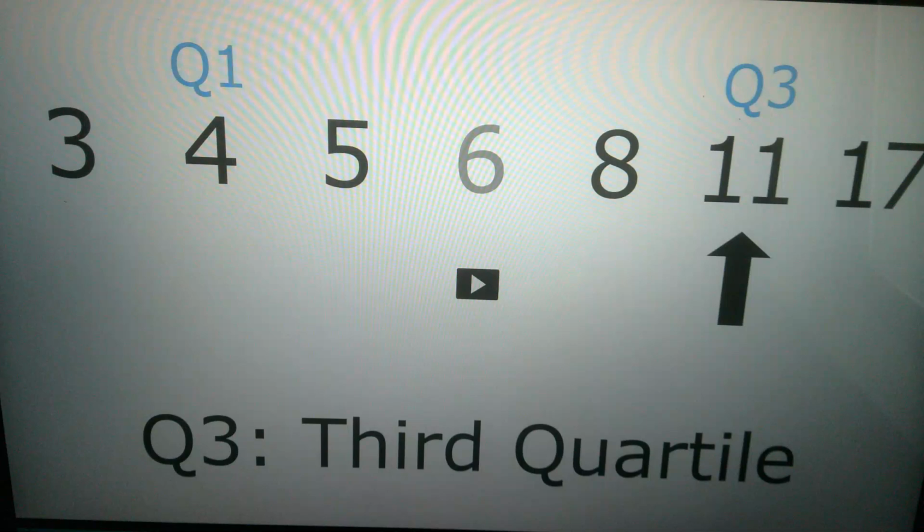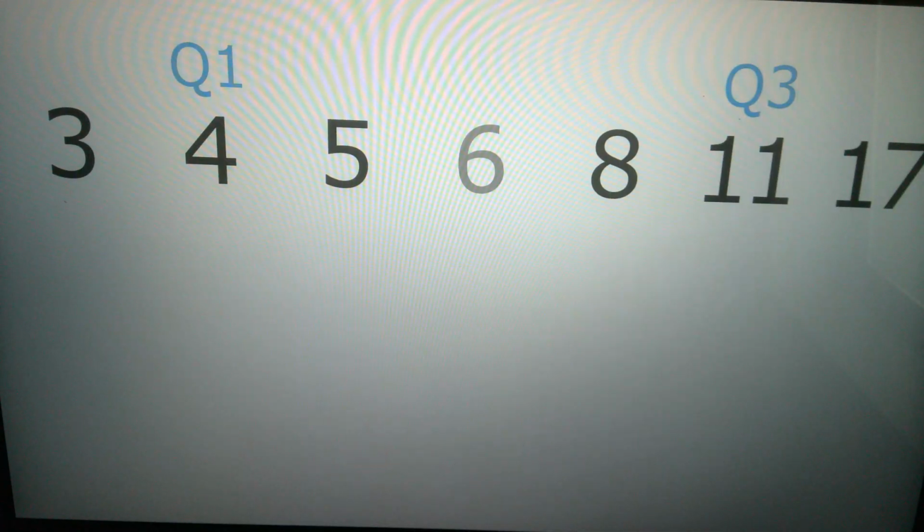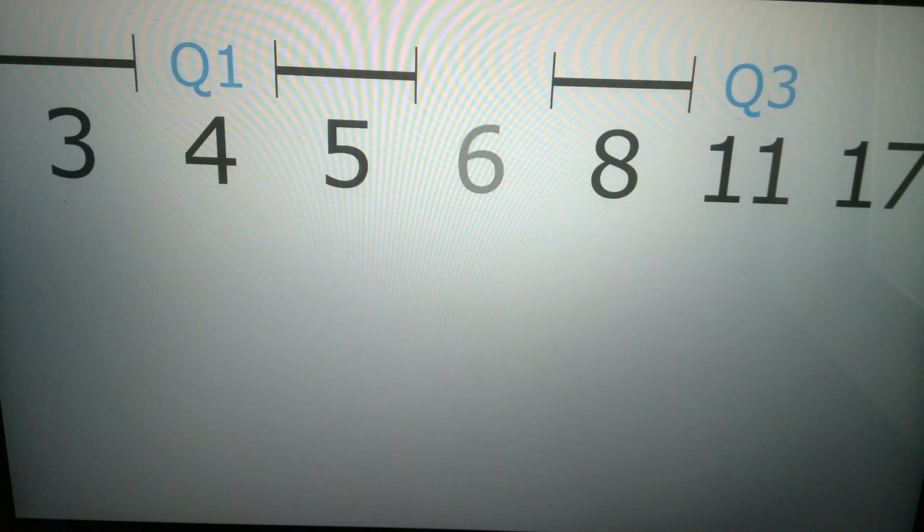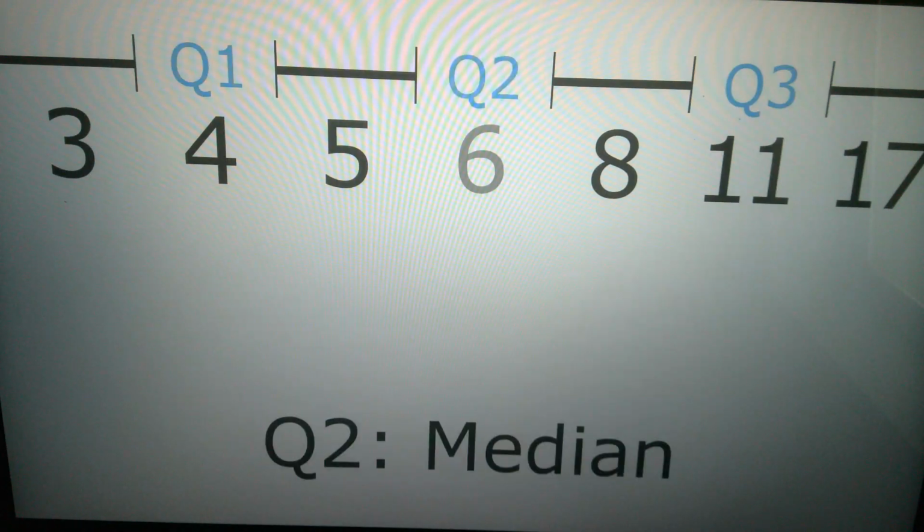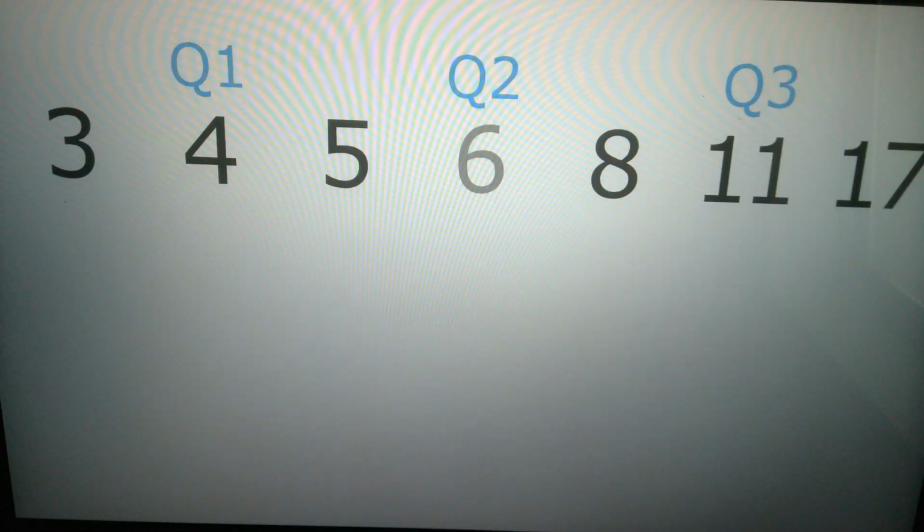It's all about putting the numbers in their spots and finding the middle values in certain areas. Okay? So let's continue to listen. Including the median, these values split the set of numbers into 4 equal parts, or quarters. The median can be called Q2 for short. The center 2 parts contain the middle numbers, 5, 6, and 8.